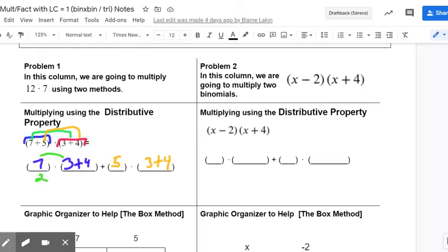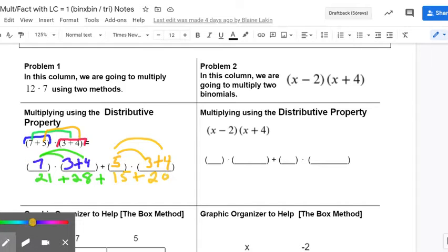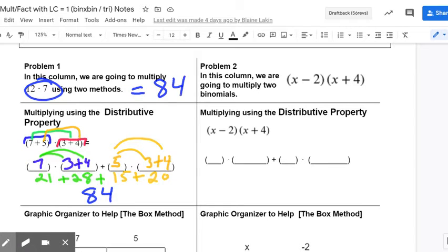7 times 3 is 21, plus 7 times 4 is 28, plus 5 times 3, which is 15, plus 5 times 4, which is 20. And then when we add all that together, we get 21 plus 28 is 49, plus 15 is 64, plus 20 is 84. And the good news is, if we know our times tables, we know that 12 times 7 equals 84. So that worked out okay.